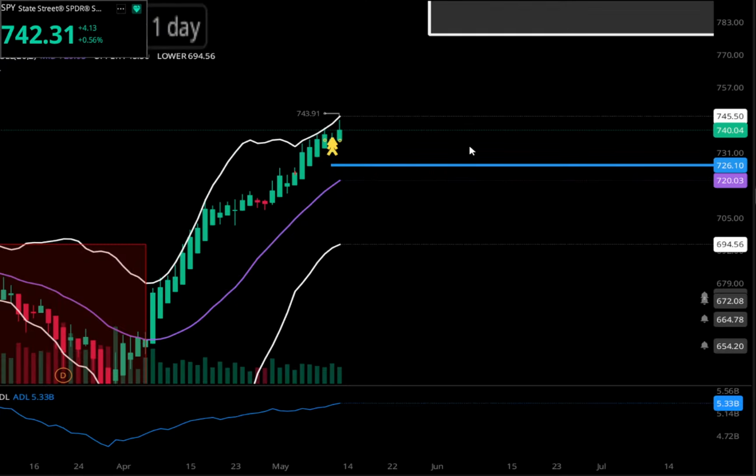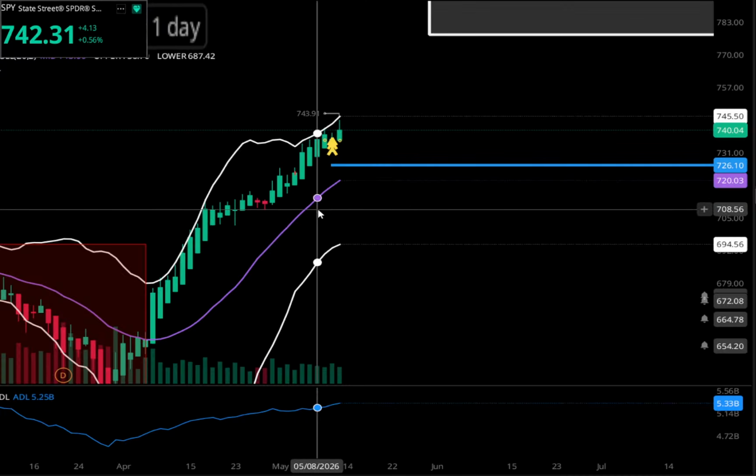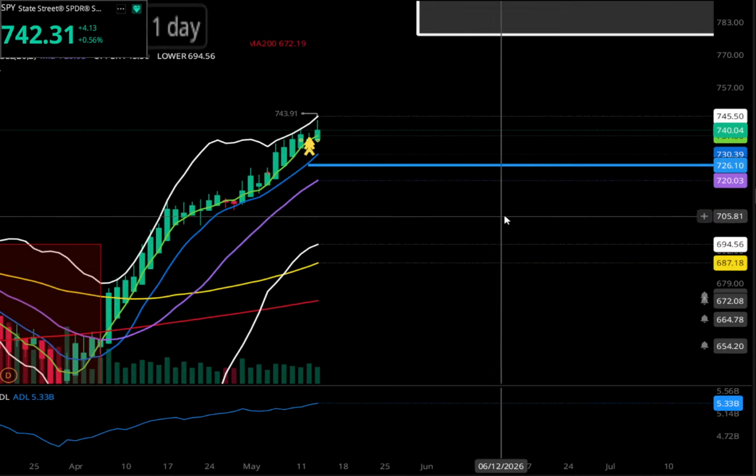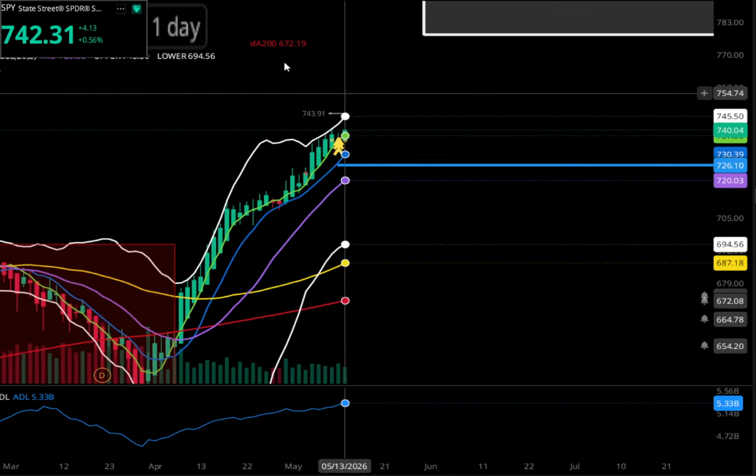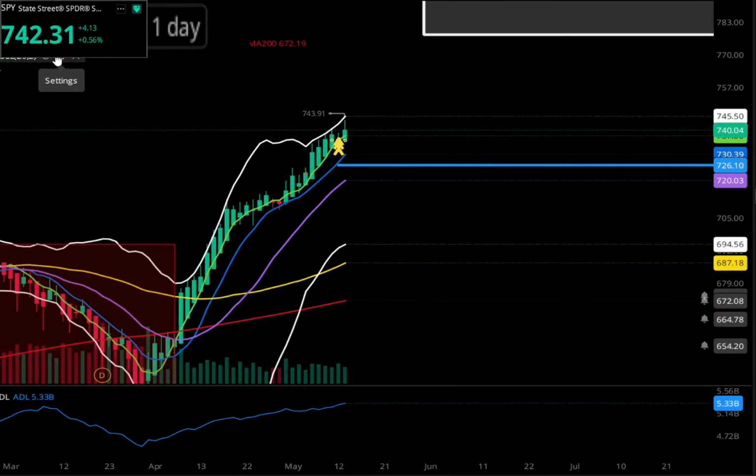Now for the Bollinger Bands, I use the length 20. This is the exact same as the 20 MA. This is why I have them both marked in purple. It's hard to see on my screen here, but they're both the exact same level. They're both right at the 720.03. They're the exact same thing.